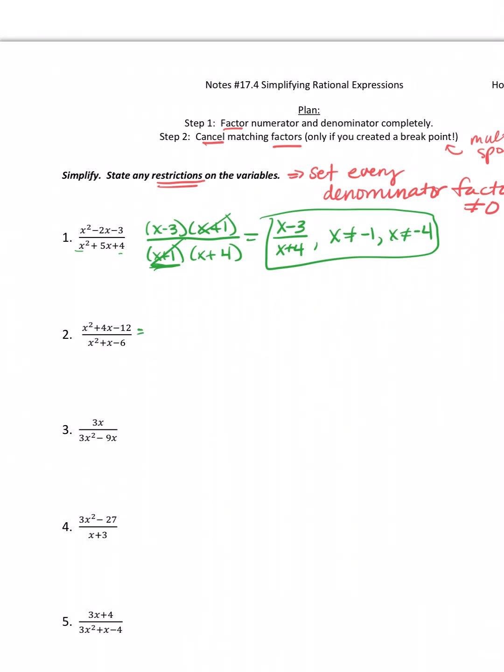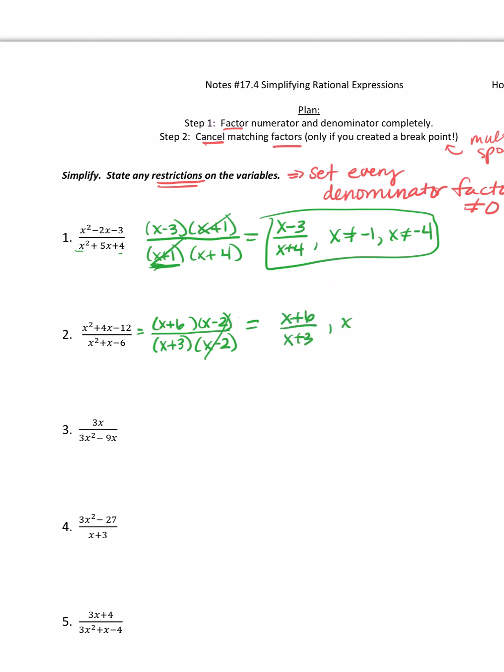Let's factor the top. What two numbers multiply to -12 but add to 4? That would be a 6 and a 2, so x plus 6, x minus 2. All right, and the denominator, if I factor the denominator, two numbers multiply to -6 but add to +1. That would be an x plus 3, x minus 2. So I notice the x minus 2 factors will cancel. So my answer will be x plus 6 over x plus 3.